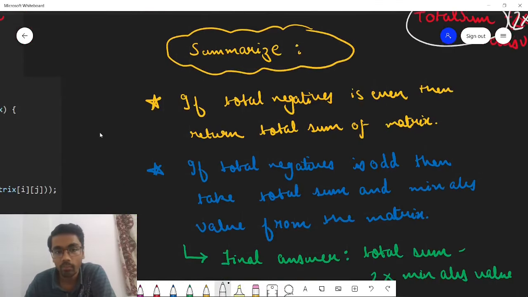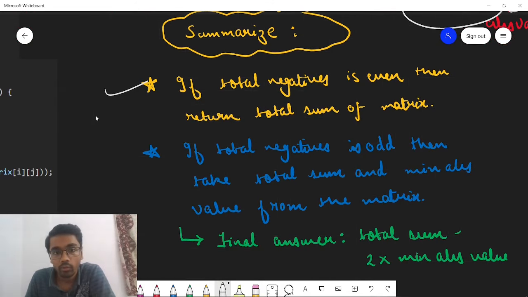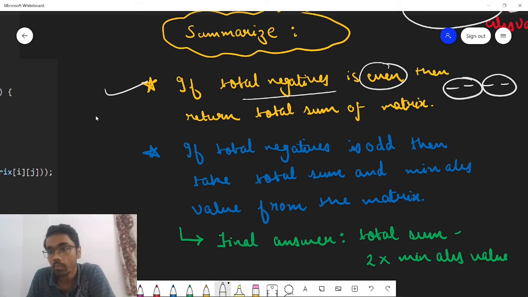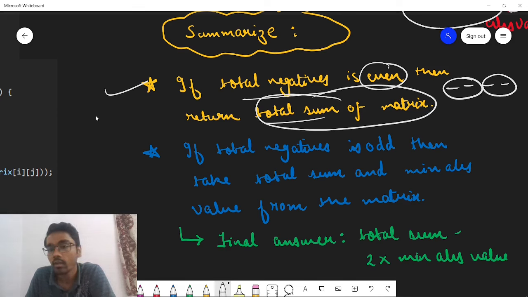So let us summarize in short what we are doing. If the total number of negatives is even, obviously we can pair each of the negative numbers and make it positive. So in the case of even, your final answer would be nothing but the total sum of the matrix, because in this case each and every number in the matrix is positive. So in the case of even, just return the total sum of the matrix.